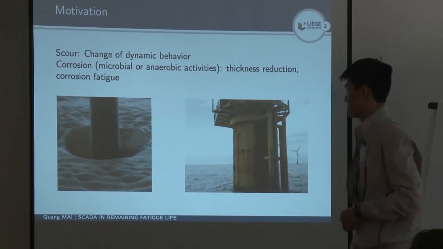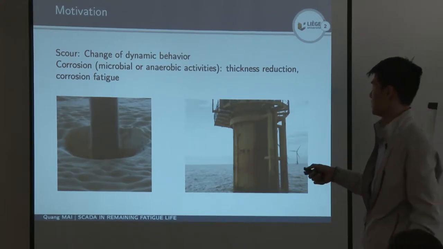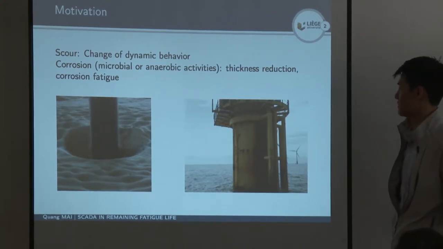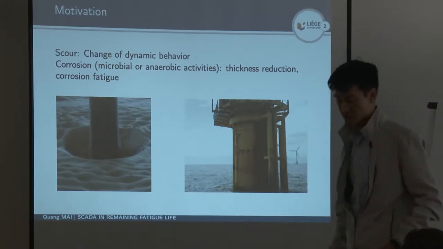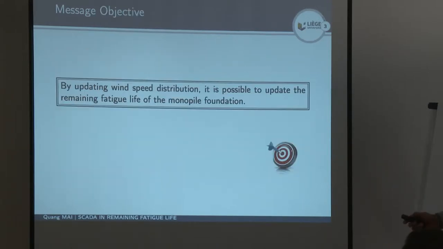the problem with the monopile foundation is that scour and corrosion of the foundation pile may happen, and it will affect the remaining lifetime of the support structures. So the idea is how to predict the time to go to inspect. The message I want to deliver is that by updating the wind speed distribution, it is possible to update the remaining lifetime of the monopile foundation.